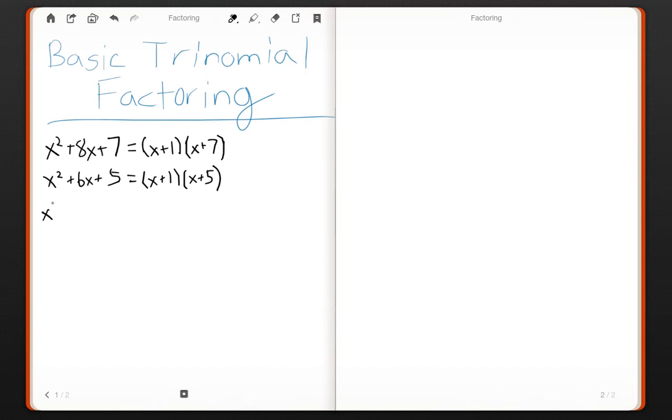But if we look at something like this, here we have two sets of numbers that can multiply to 6, either 1 and 6 or 2 and 3. So we have to think which of those pairs adds to 5. Is it 1 and 6 or 2 and 3? It would be 2 and 3. So we're going to write x plus 2 times x plus 3.